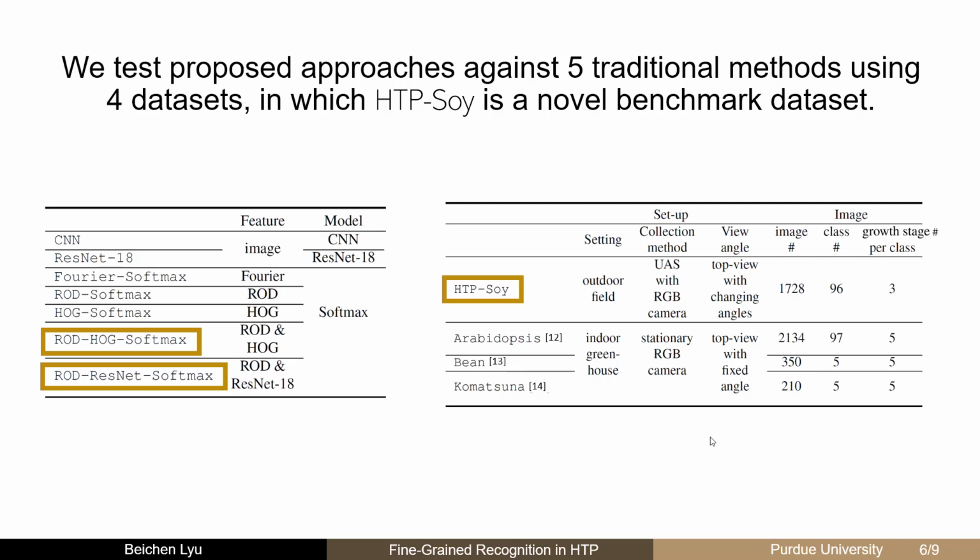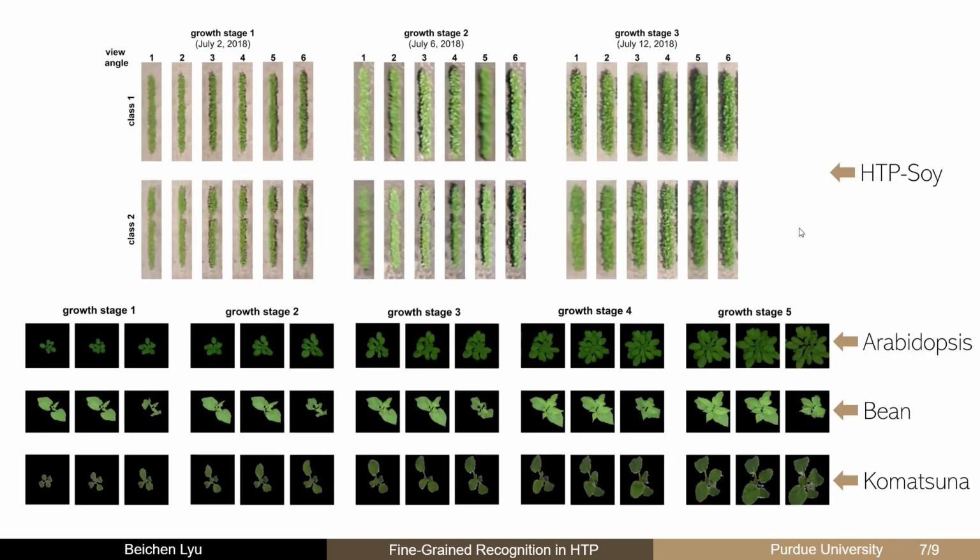The first dataset, HDB soil, is a local benchmark dataset we collected from outdoor soybean plots, totaling about 1,700 images. The rest of the 3 datasets are collected from indoor ResNet plant images from previous studies, totaling about 2,500 images. Here are some sample images from the 4 datasets.